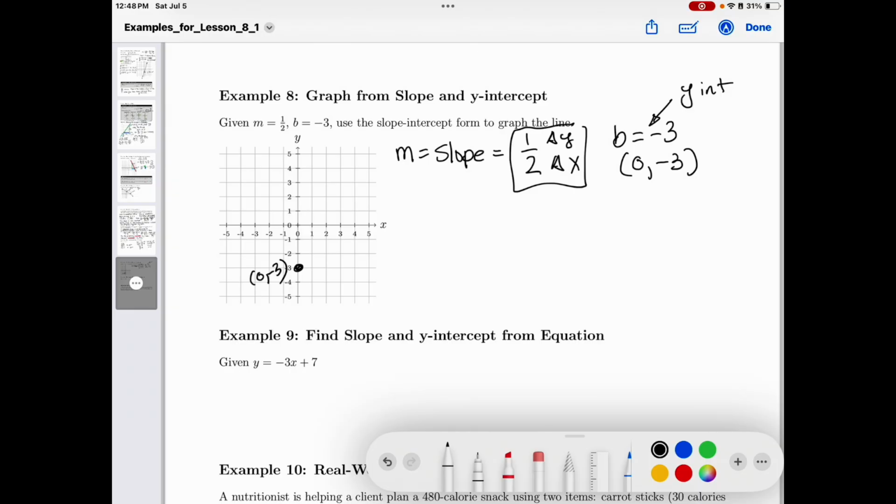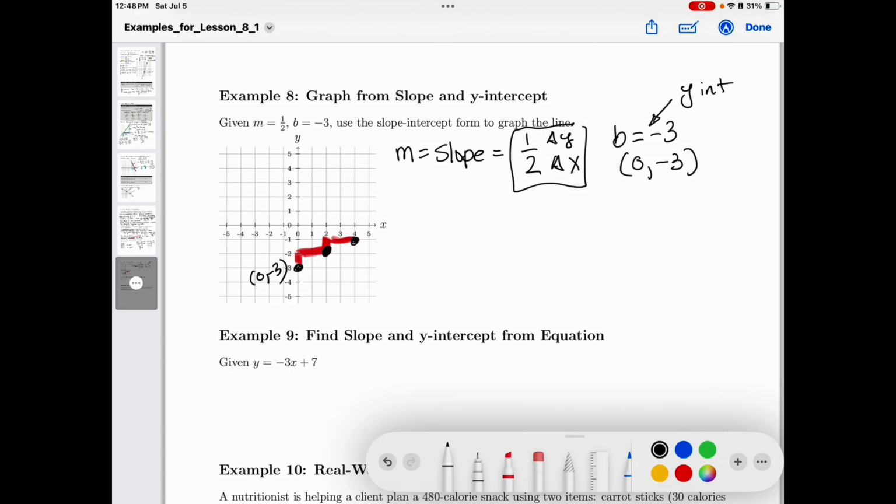So that means if I go up 1, let me highlight this. Here's my change in y, it's 1. Here's my change in x, it's 2. So my next point would be right here. If I want to draw a third point, from this point I would say, here's my change in y, it's 1. Here's my change in x, it's 2.